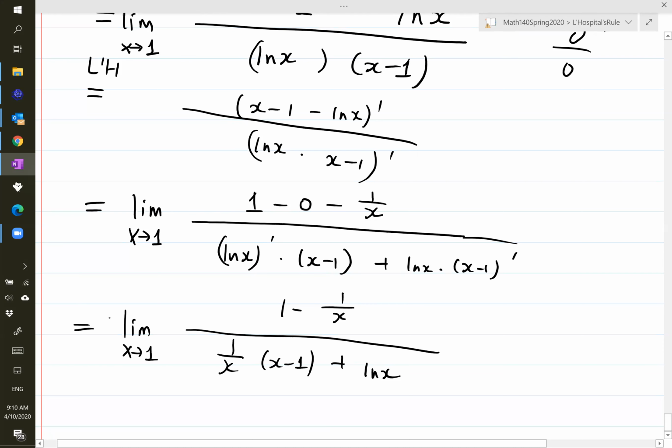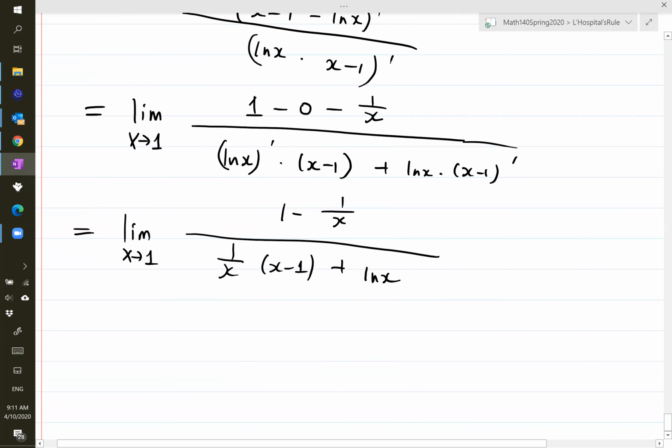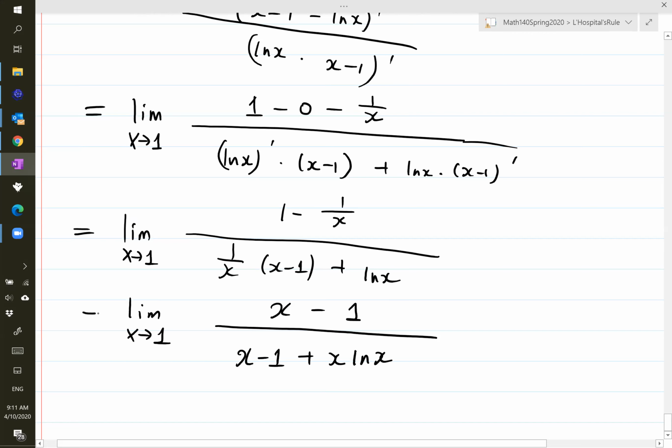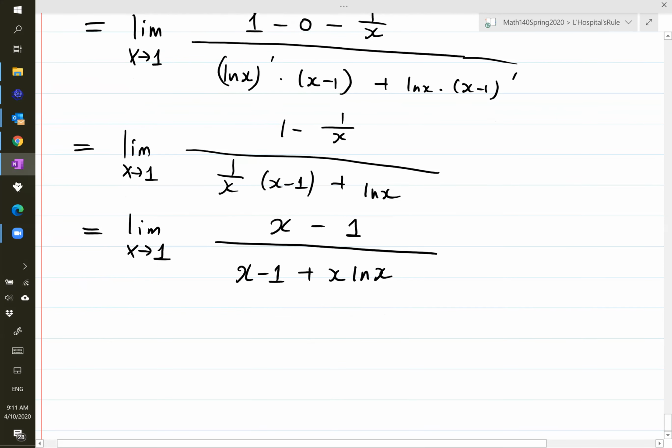This now again is 0 over 0. So if you simplify it a little bit, multiply both sides by x: 1 over x times x gives you 1. So this you get x minus 1, and this you get x ln x, as x approaches 1. Now what you do is you use L'Hopital's rule again.